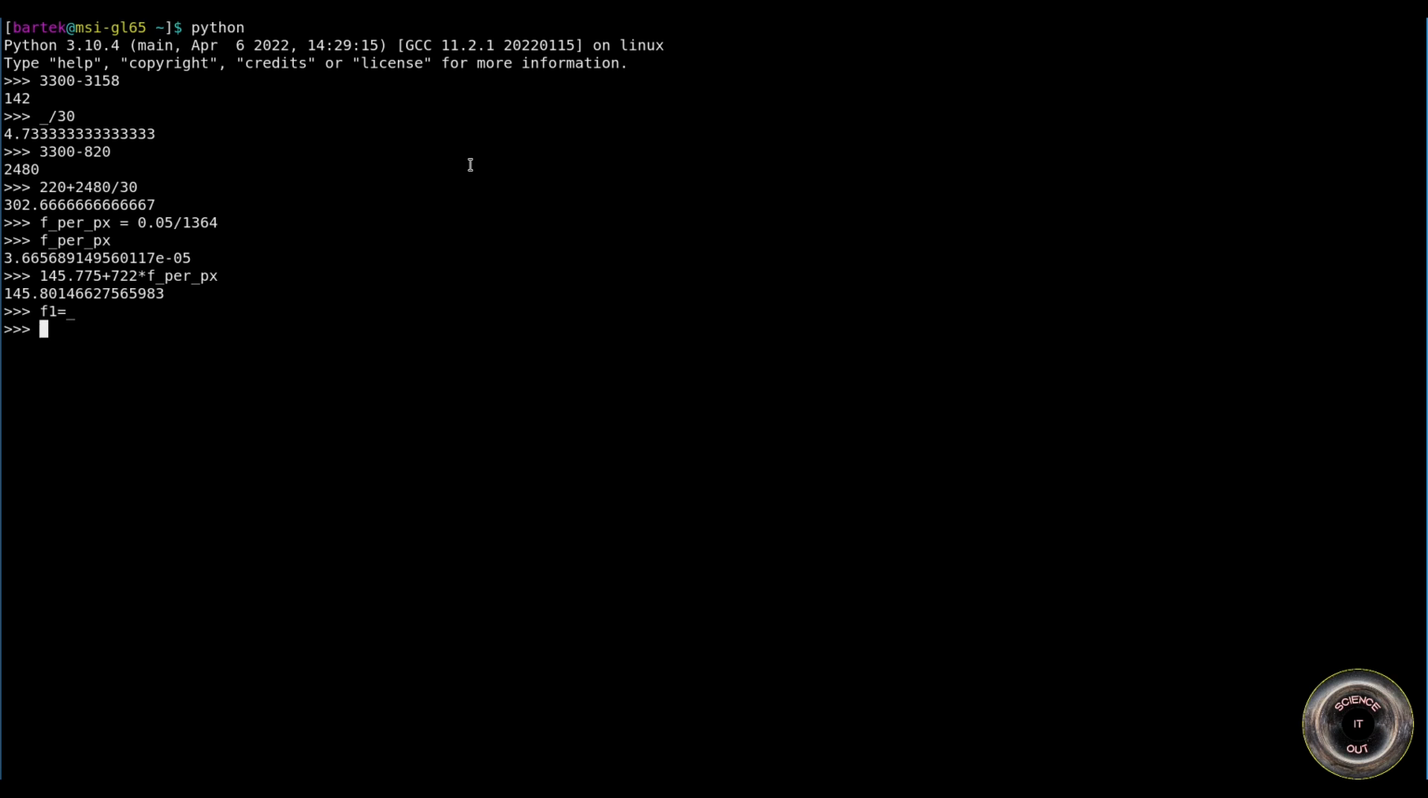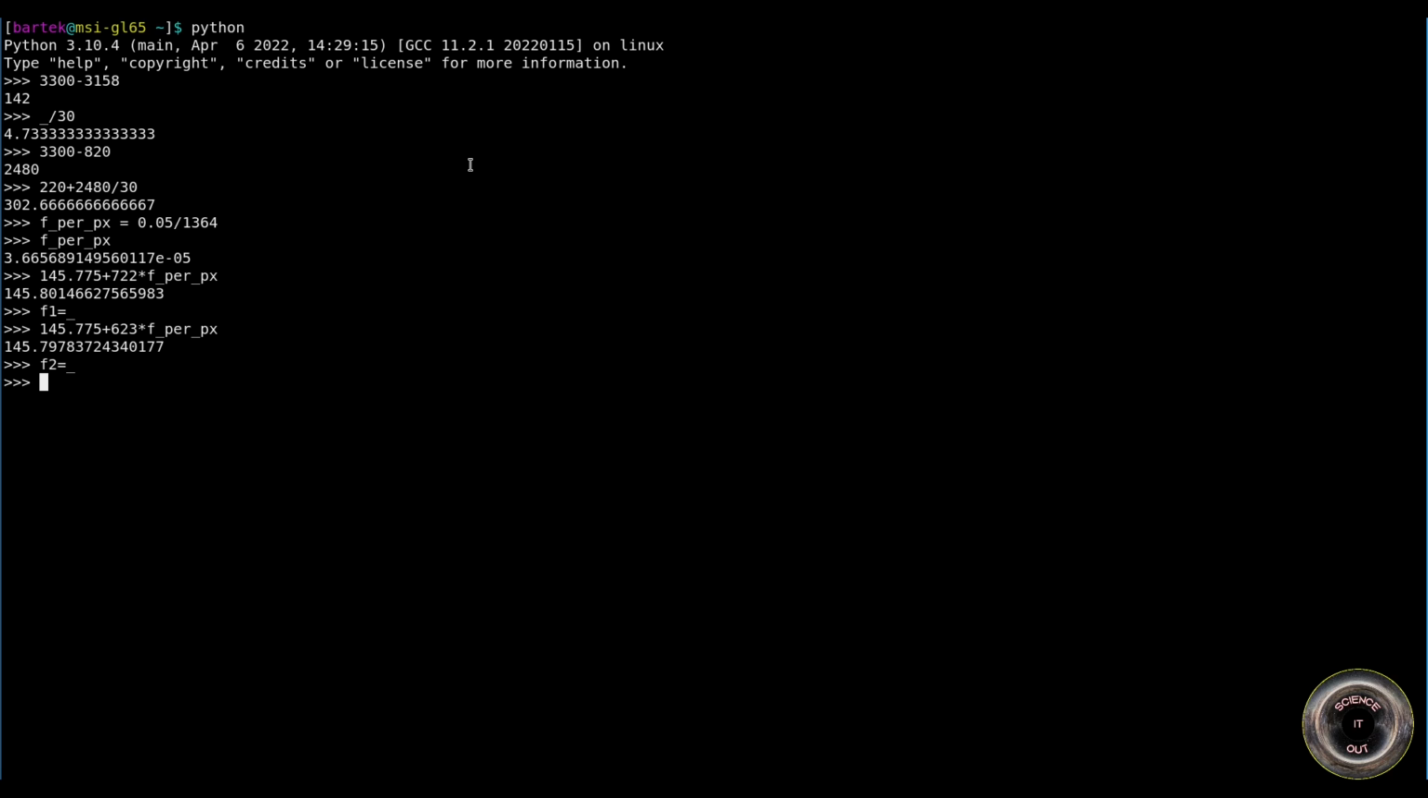The underscore is just the result of the previous calculation. Okay, and let's see for the second frequency at x equals 623. So we have 145.775 plus 623 times frequency per pixel. And that is 145.797837 etc. MHz. Now the carrier wave is at 145.8 MHz when it is emitted.